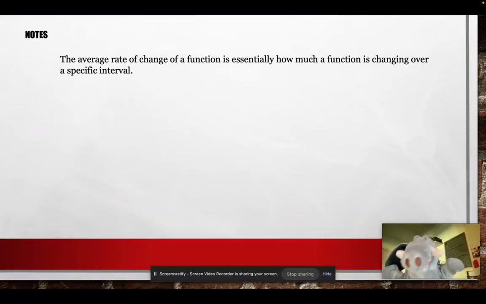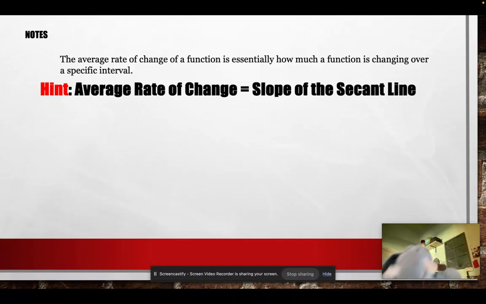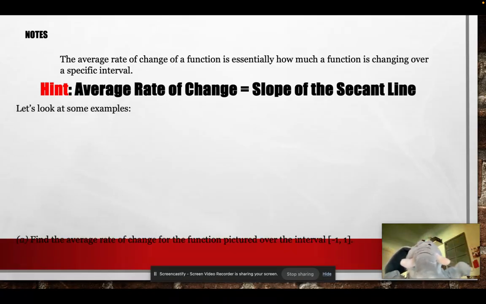Okay, so average rate of change of a function is essentially how much a function is changing over a specific interval. Average rate of change is the same as the slope of a secant line. Okay, get that down in your notes, write it nice and big. Okay, let's look at some examples.